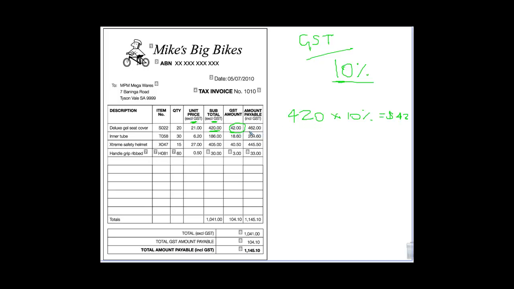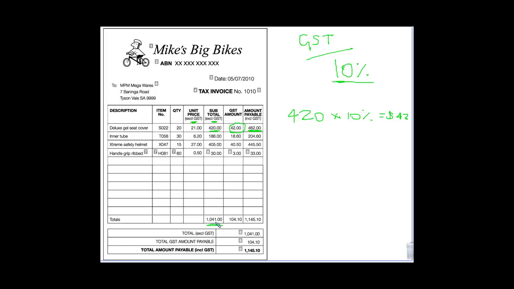So what price we actually have to pay for it is 462, because we have to include the GST. 420 would go to our supplier. This would be Mike's Big Bikes, and we have to pay the $42 as well in this price to Mike, but Mike actually pays that on to the Australian Taxation Office. So he actually has to do that. He can't just take that 42 and keep it.